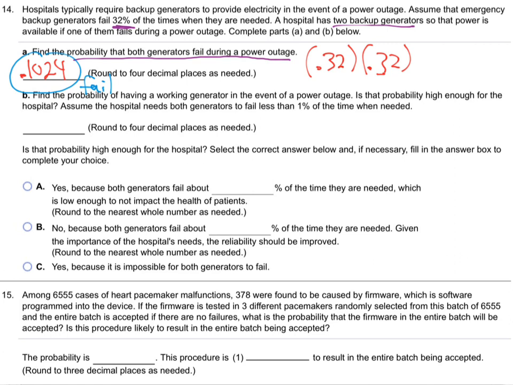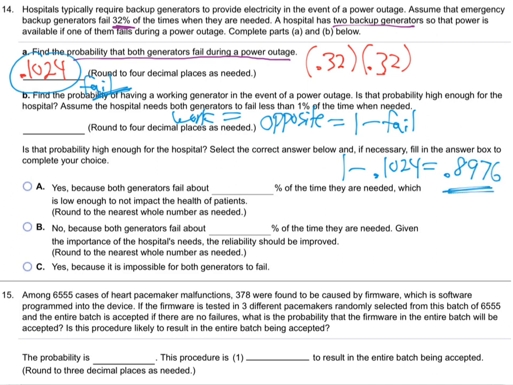So how do we do opposite? Remember how we always do opposite? 1 minus. Remember, like if the chance of rain is 80%, the opposite chance it won't rain is 20%. That's 100% minus. So work is the opposite of fail. The chance the generator will work is the opposite of the chance it's going to fail. So that's going to be 1 minus the fail chance. That's 1 minus the 0.1024, which will be 0.8976.